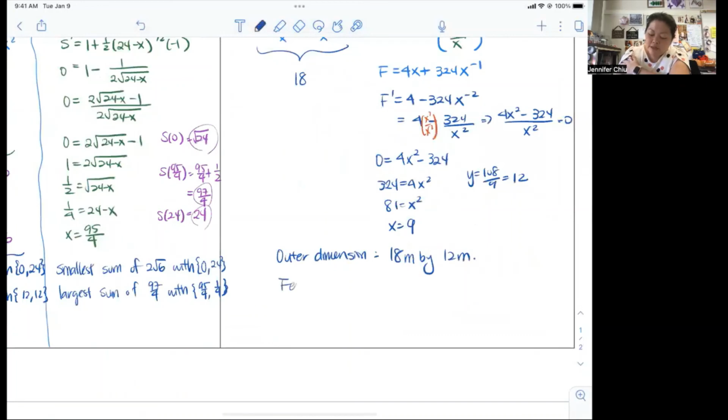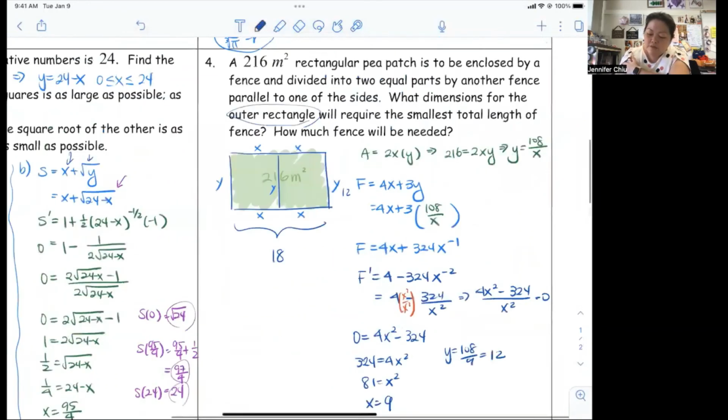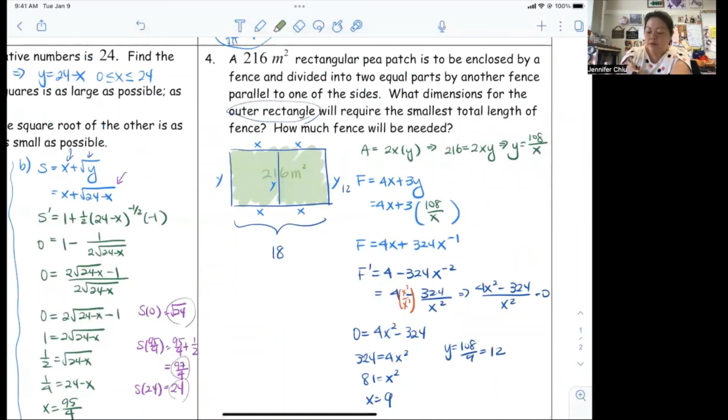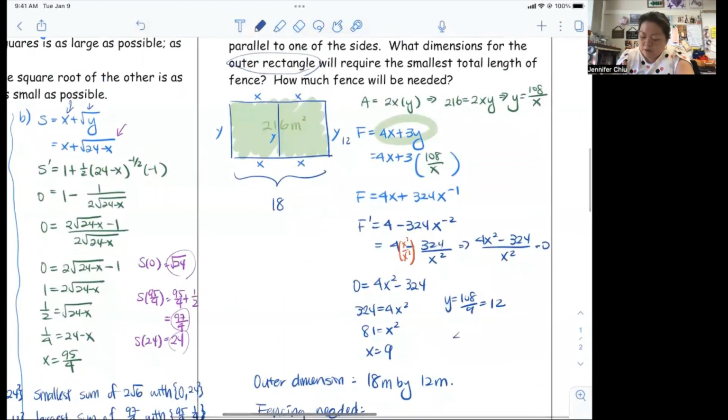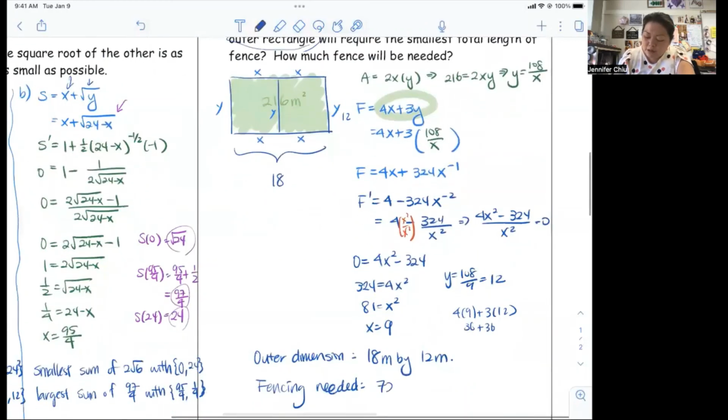And then the fencing needed. So the fencing needed, you need 4X plus 3Y. So we're going back to this equation here, 4X plus 3Y. So you will say 4 times 9 plus 3 times 12. That's 36 plus 36. You need a total of 72 meters for your total fencing. Okay? And all right, that's it.